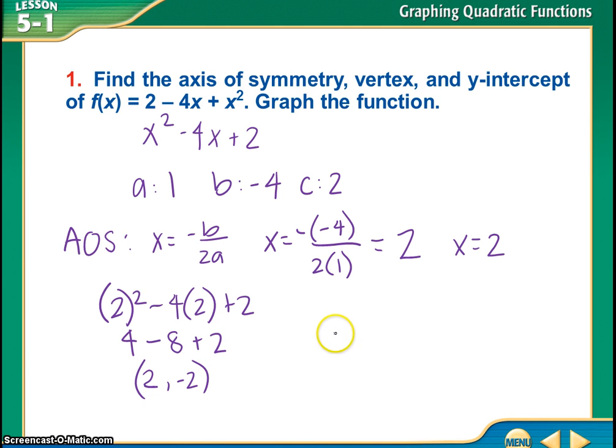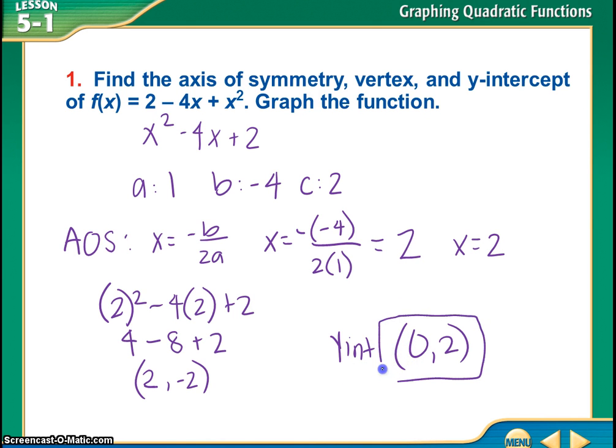Then we want to find the y-intercept. Once it's in standard form, our y-intercept is just our c value. Our c value, we said, is 2. So our y-intercept is just (0, 2). Now we're going to use each of these, our y-intercept, our axis of symmetry, and our vertex, to graph.